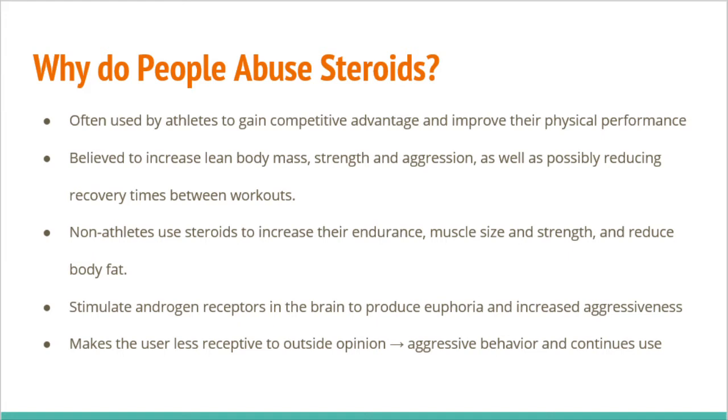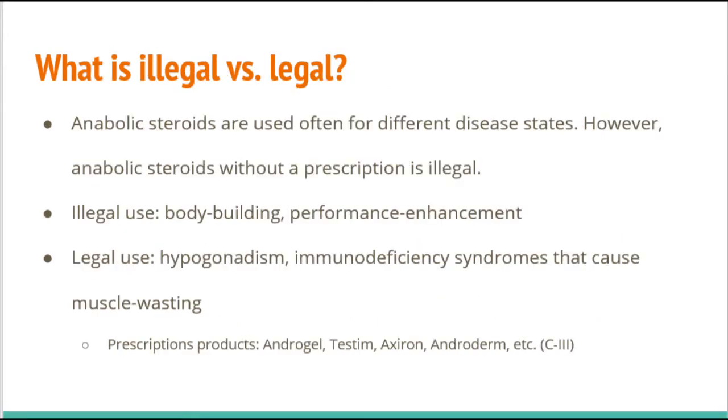There are illegal and legal uses of steroids. Anabolic steroids are used often to treat different disease states. However, these steroids without a prescription are illegal. Other illegal uses include bodybuilding and performance enhancement. Treatment of diseases such as hypogonadism and immunodeficiency syndromes that cause muscle wasting are examples of legal uses of steroids. Examples of these prescriptions are Androgel and Testim.